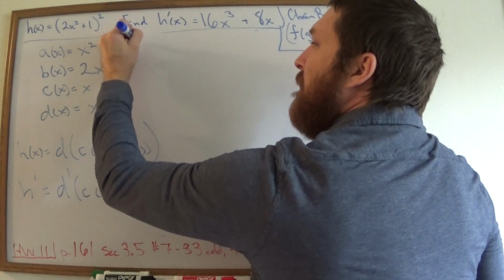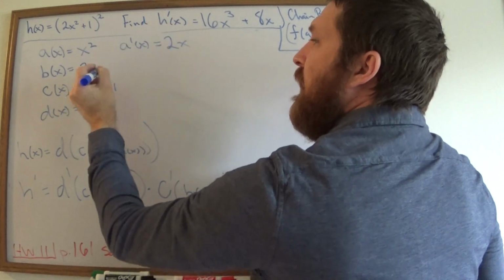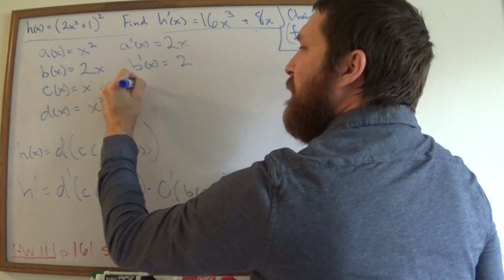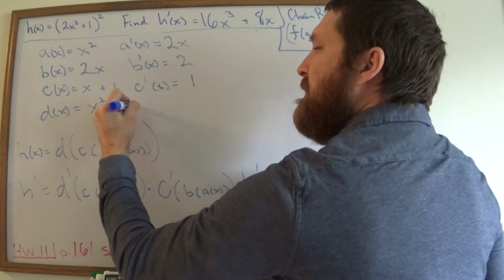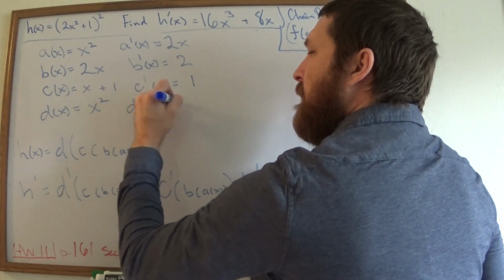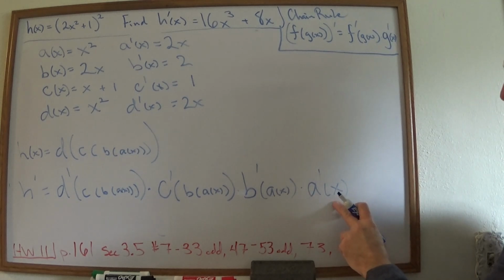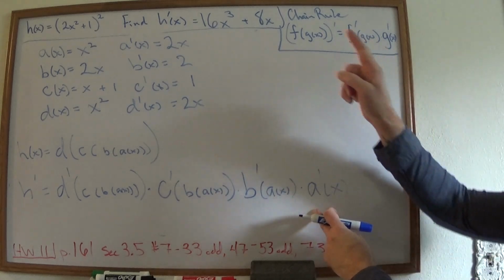A prime is what? 2x. B prime is 2. C prime is 1. D prime is 2x. Okay, so let's see. A prime, let's work our way over. A prime is what? 2x.